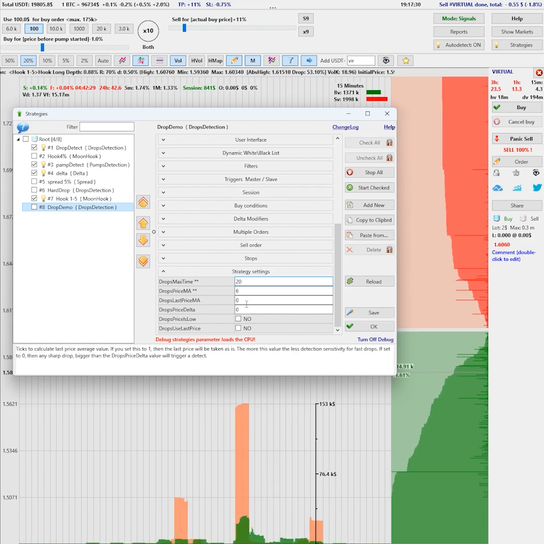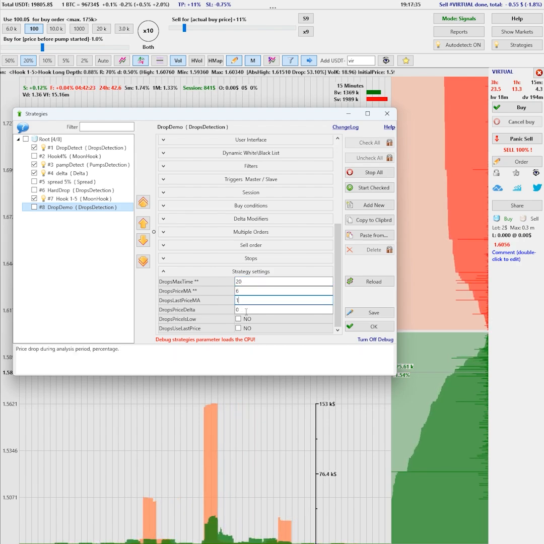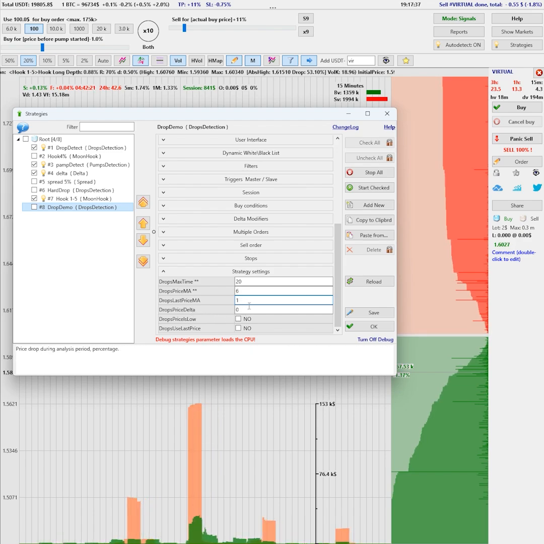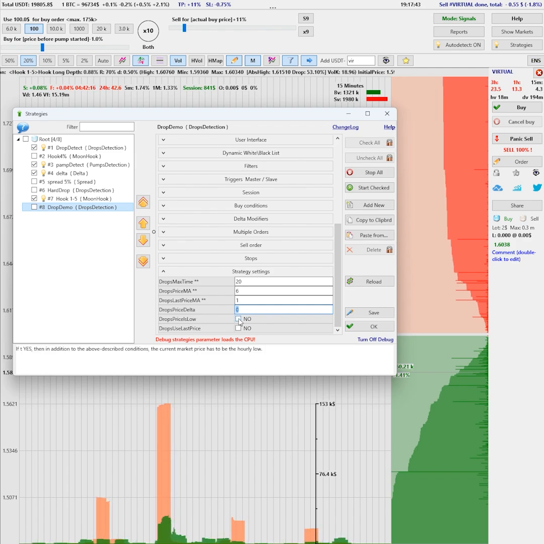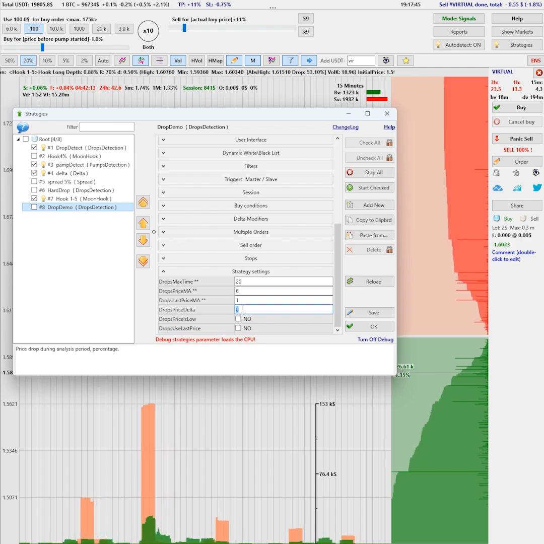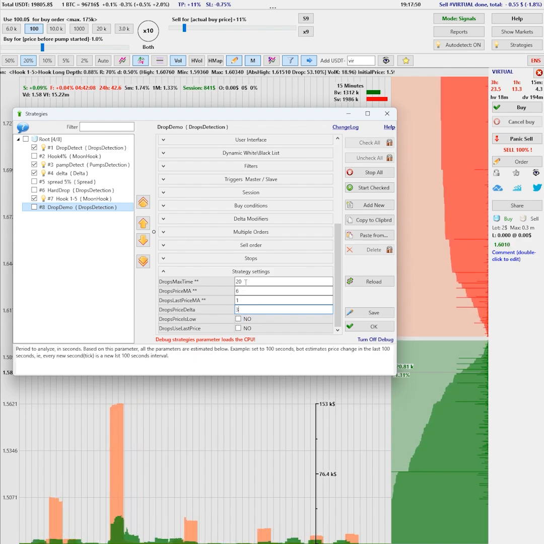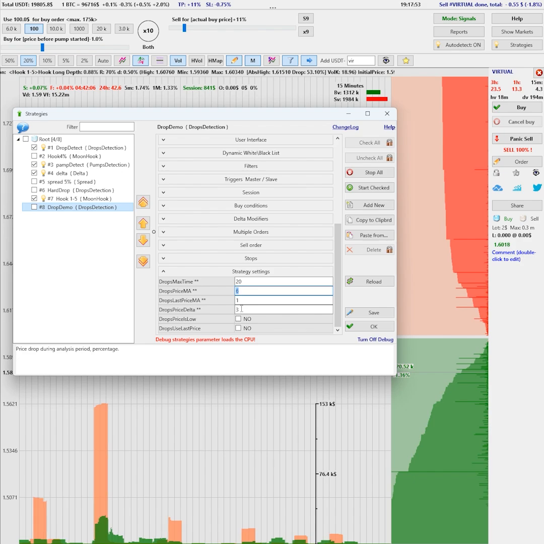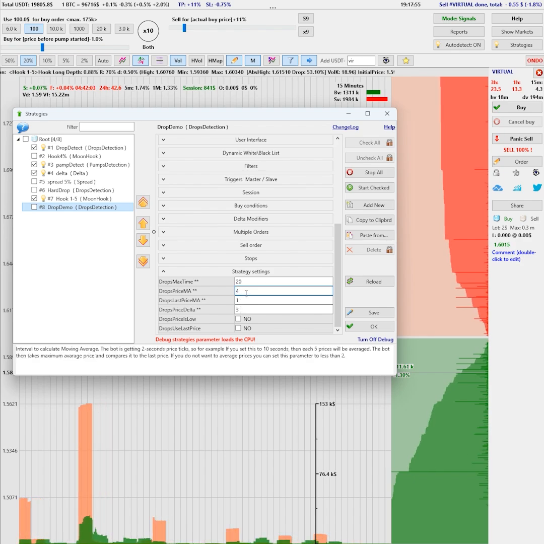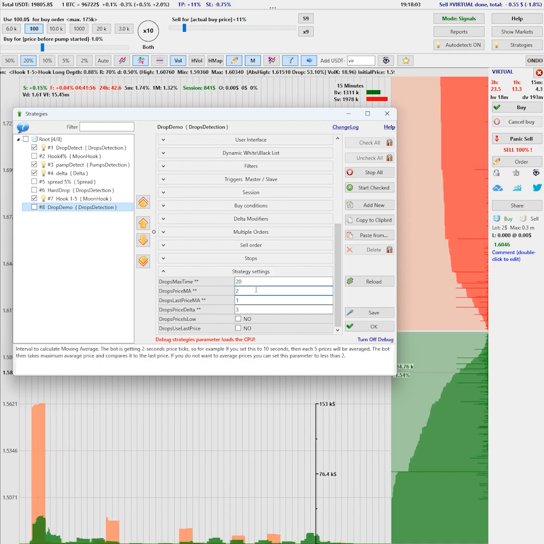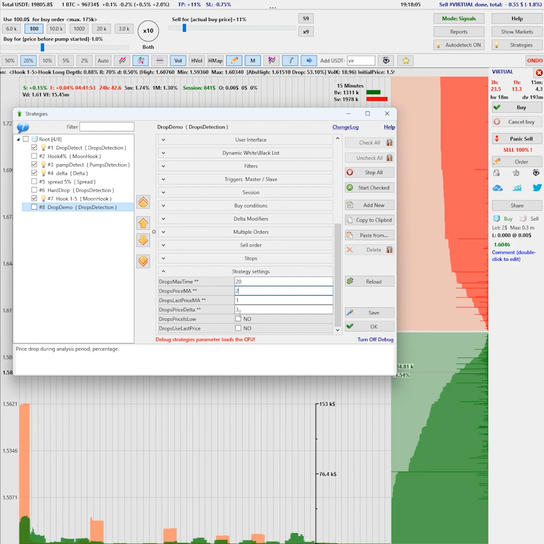So drops price MA, we'll set this to 1, so the last price will be taken as is without any sort of moving average. And drops price delta, well, that's the price drop during the analysis period in percentage. Let's say it dropped 3% over the last 20 seconds, and then over the last 4 seconds on average, it was less than 3%. That way, let's do 2.